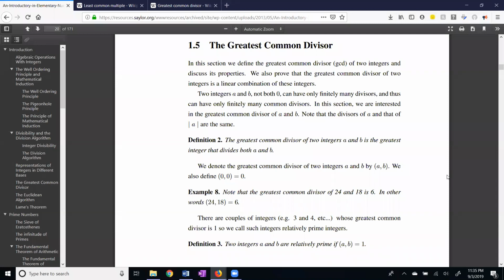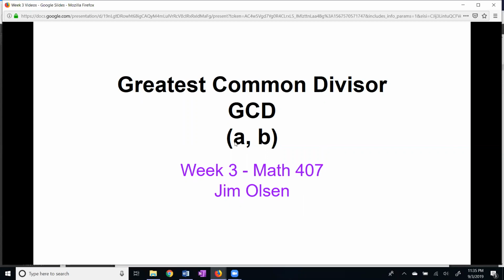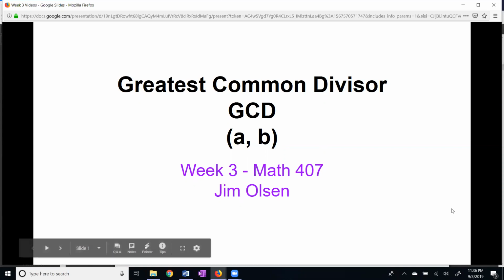The notation that we use for greatest common divisor is the parentheses. So in example 8, the greatest common divisor of 24 and 18 is 6. Here's our notation. A and B in parentheses means the greatest common divisor of A and B. It does look like an ordered pair, but in the context, we know that it's greatest common divisor.